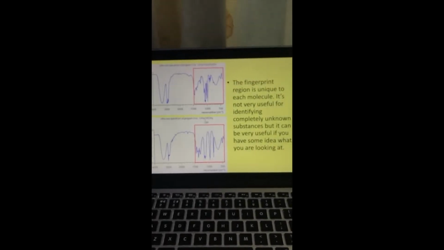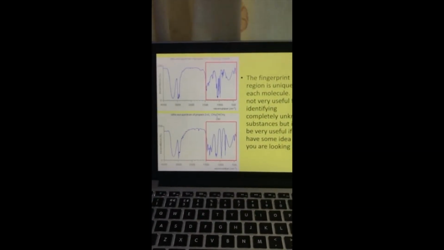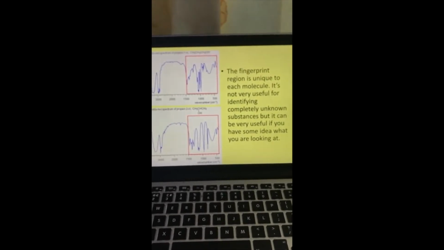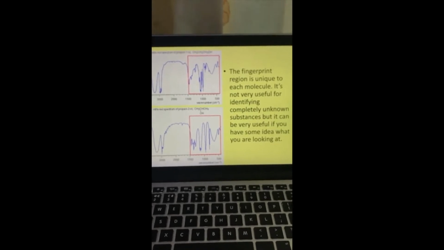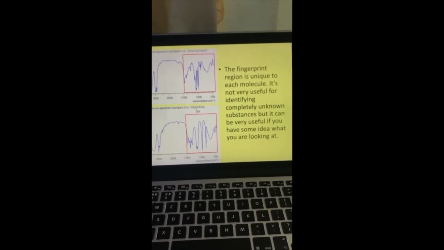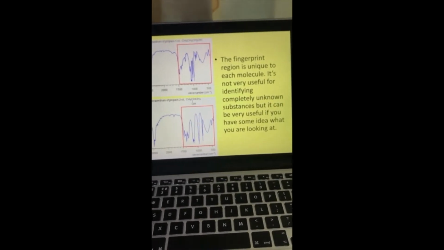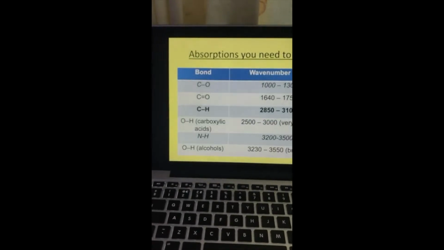Well, hopefully I can get this done. Now, the bit towards the right is very complicated. We call that the fingerprint region. It's unique for each individual molecule, but we don't need to know about it at A level, okay? It's very complicated to be able to analyse. So what we are looking at is the left-hand side, okay?